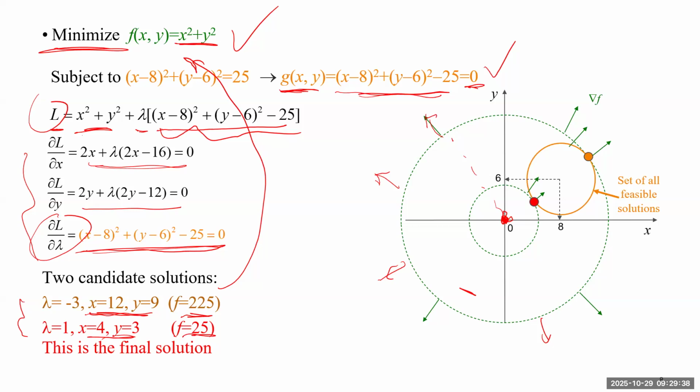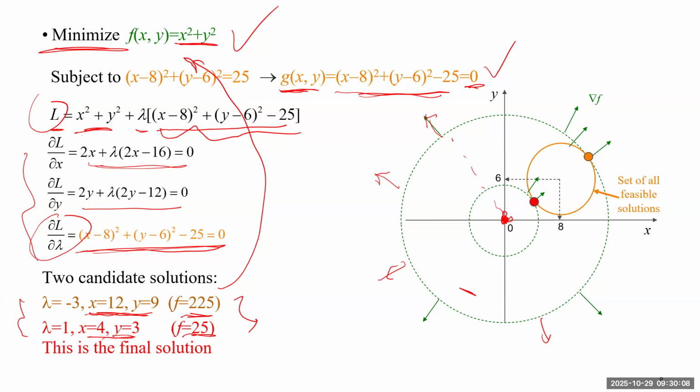So finally, let's see why those two candidate solutions are candidate solutions. They have to be stationary points of L. So let's see the orange point. I drew a little green arrow that indicates the gradient vector of F. So that is not 0, which means that point definitely doesn't look like a solution, because that's the direction the cost will increase.